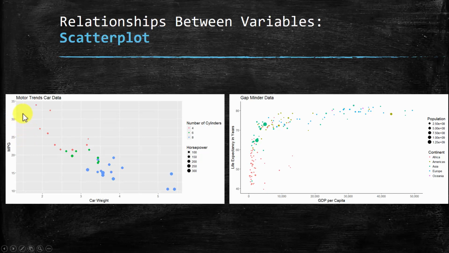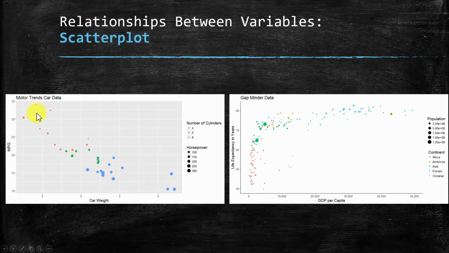For example, in this case, we can see that with car weight increasing in this direction and miles per gallon increasing in this direction, there seems to be an indirect or inverse relationship. As a car gets heavier, its miles per gallon tends to decrease, as you would expect. So it does seem that there's a trend in that data.